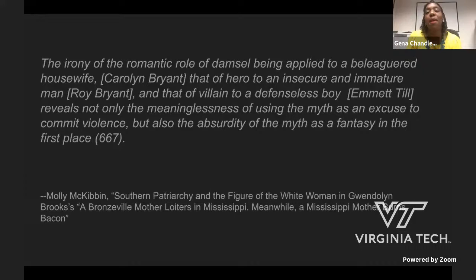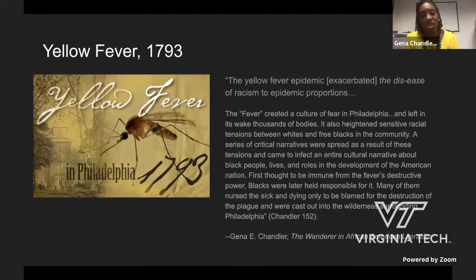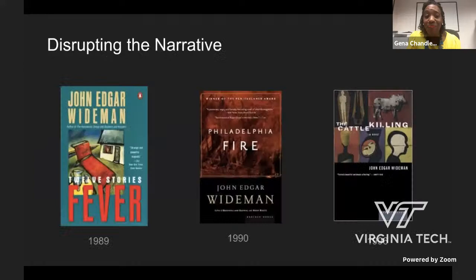If we think about this contagion or disease of racism, when we frame the story in these ways, I'm drawn to think back historically to the yellow fever epidemic of the 18th century. The yellow fever epidemic exacerbated the disease of racism to epidemic proportions. Not only were African Americans forced to tend to the sick, but then they were subsequently blamed for the illness, for the contagion that was spreading.